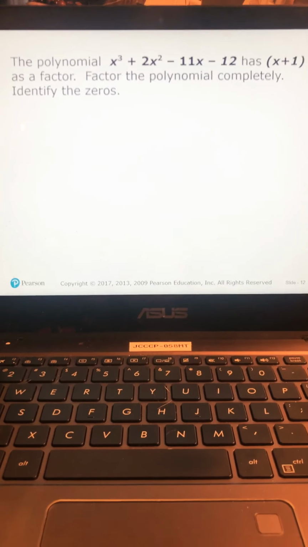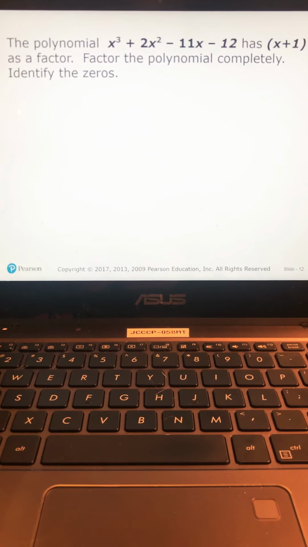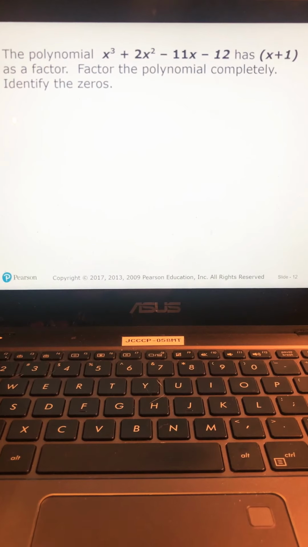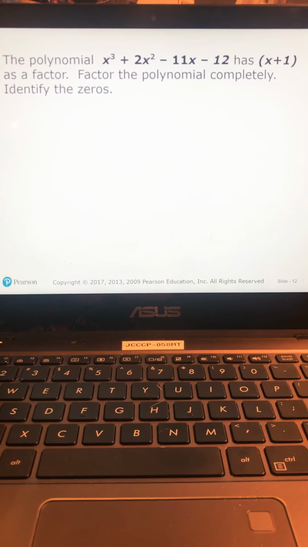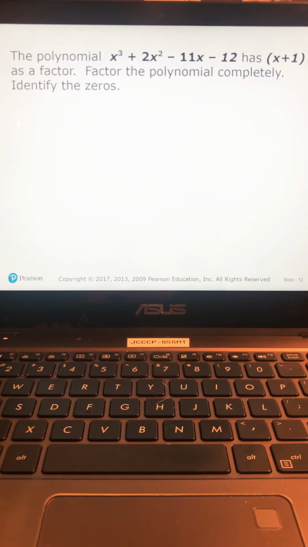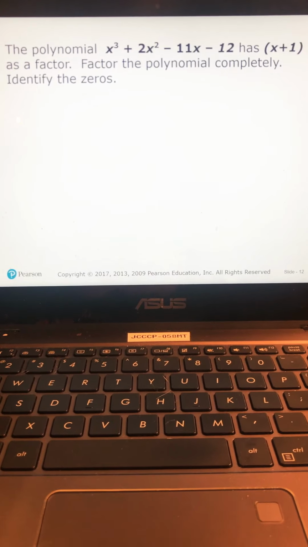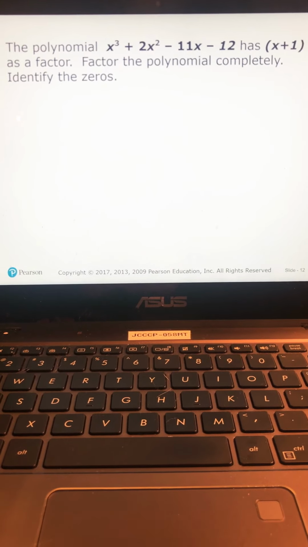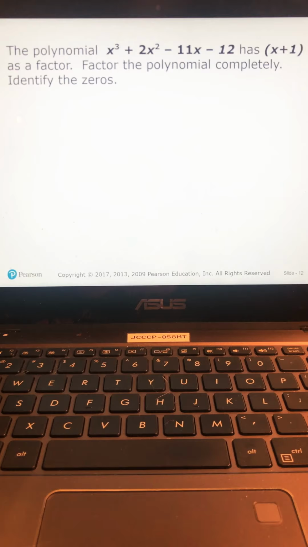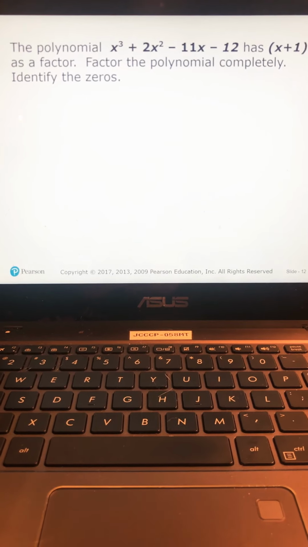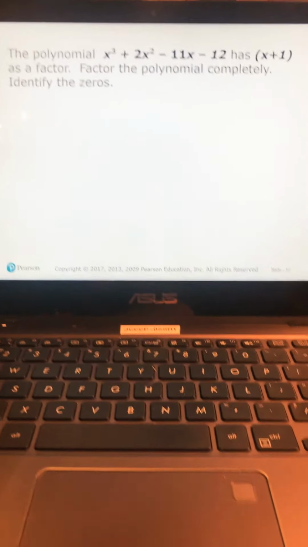Today I'm going to show you something like this. We're going to be using synthetic division, and we're going to be factoring polynomials, okay? This polynomial here is telling you that one of the factors is x plus 1. It has x plus 1 as a factor. Factor the polynomial completely and identify the zeros, all right?